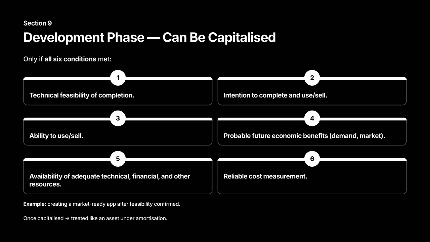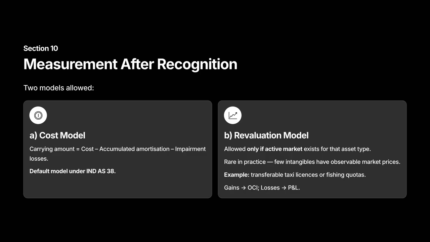Example: after testing, a company begins building a market-ready app. From that point onward, development expenses can be capitalized because the project now meets the criteria. Once capitalized, the asset is treated like any other, amortized over its useful life.